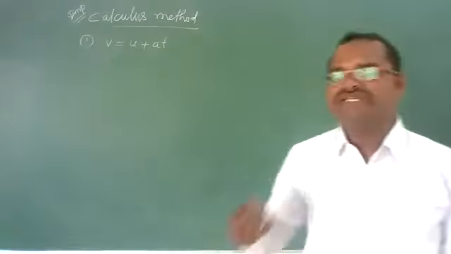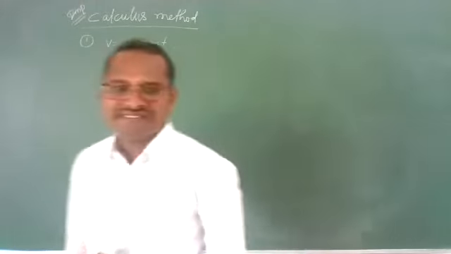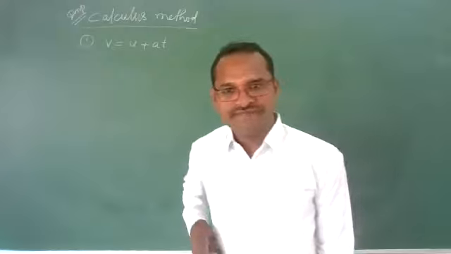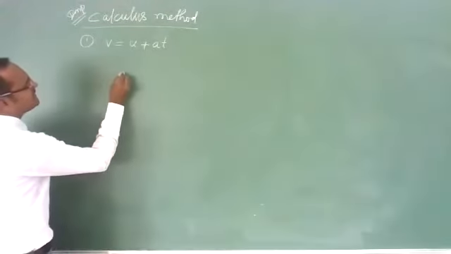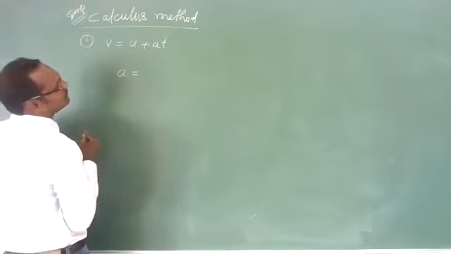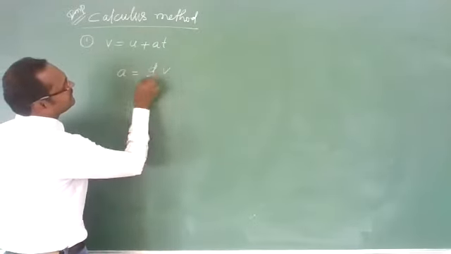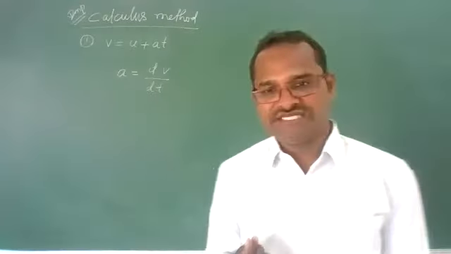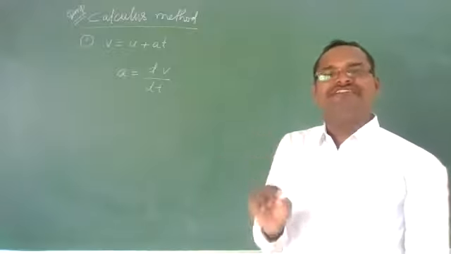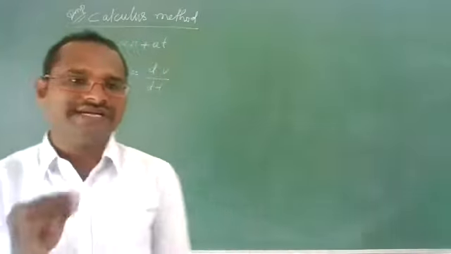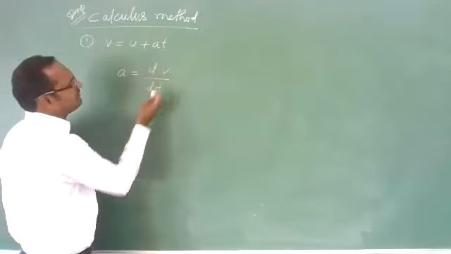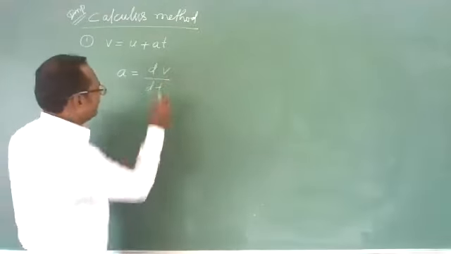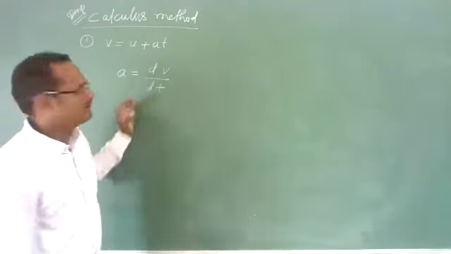So to derive this equation, let us consider the vehicle is in accelerated motion. Then the acceleration of the vehicle is given as A is equal to dv by dt. You know this. Acceleration is nothing but rate of change of velocity. So A is equal to dv by dt. This means how velocity is changing with respect to time.